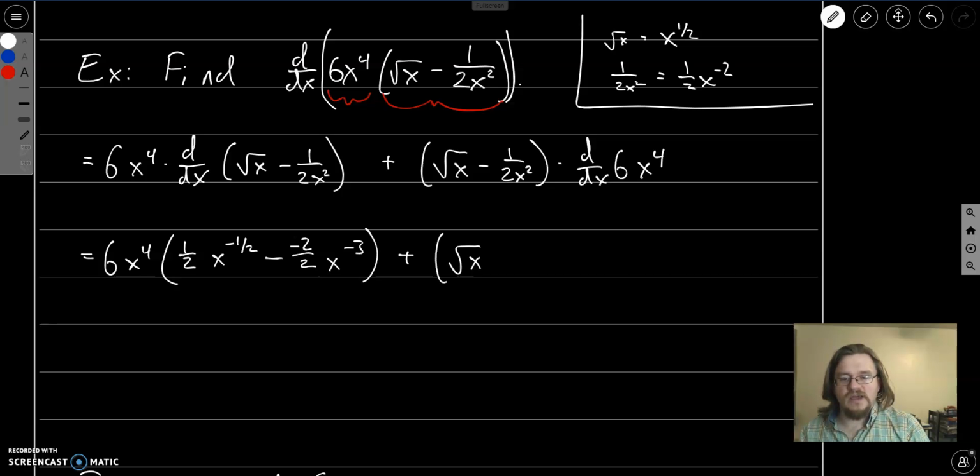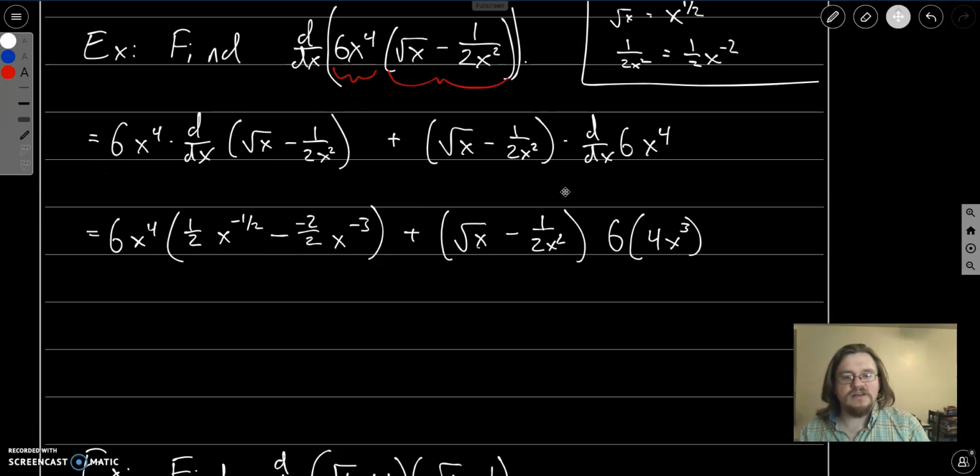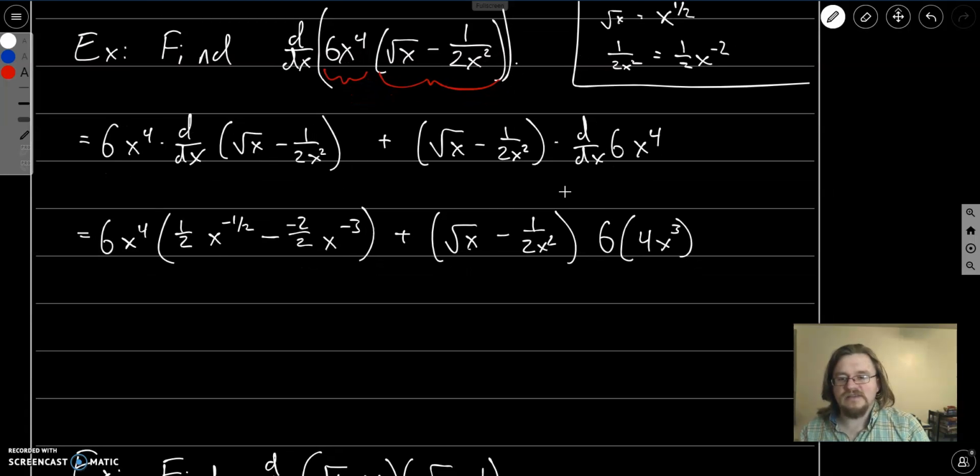Plus, and then we have our second function times the derivative of this guy. Well, again, if I'm taking the derivative of 6x to the fourth, that 6 just hangs around. I can pull that out. And then the derivative of x to the fourth is going to be 4x to the third. Bring down the 4, raise it to the 1 fewer power. So far, everything is making sense.